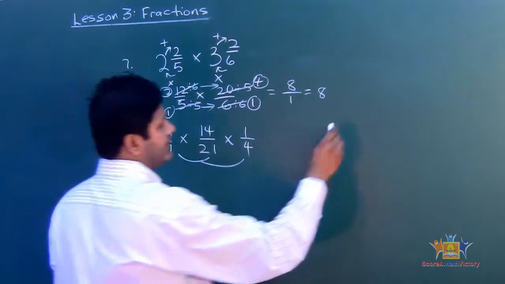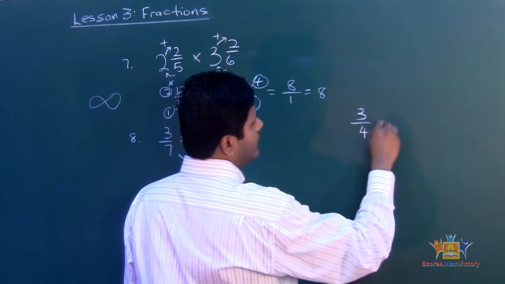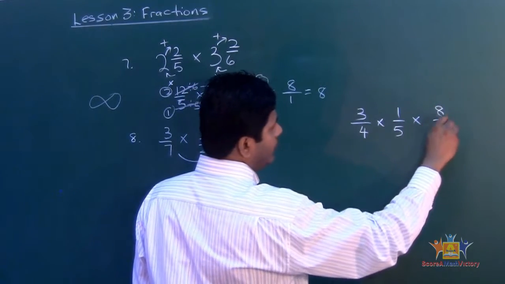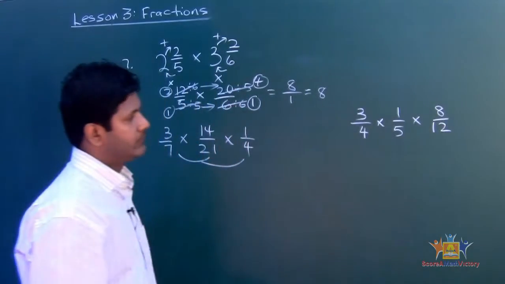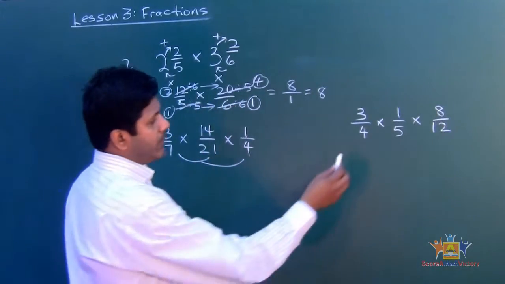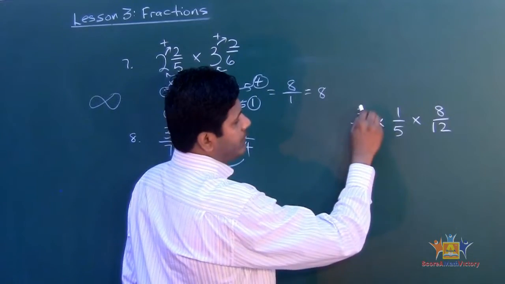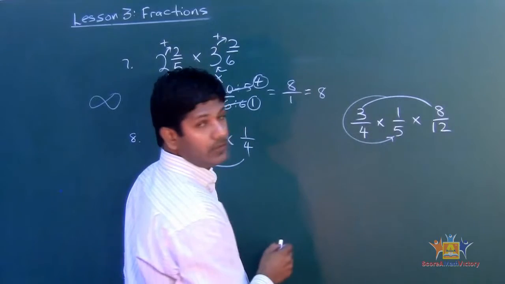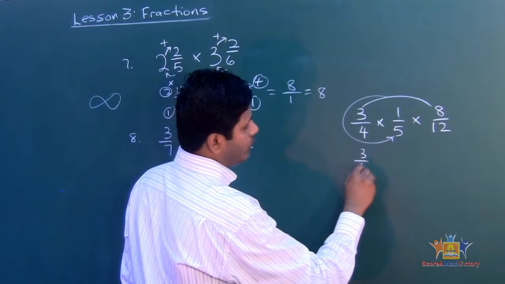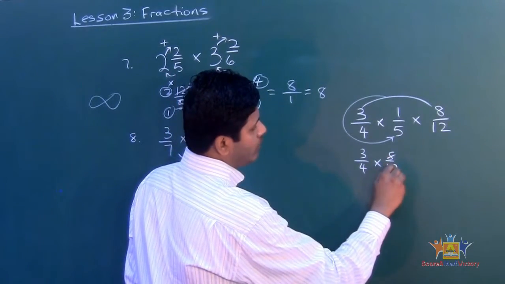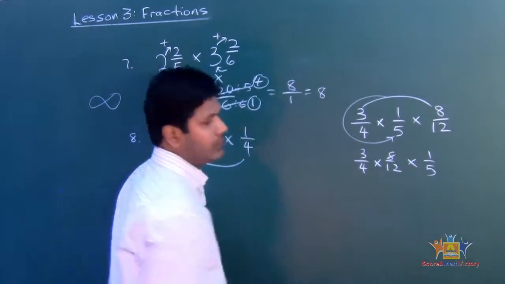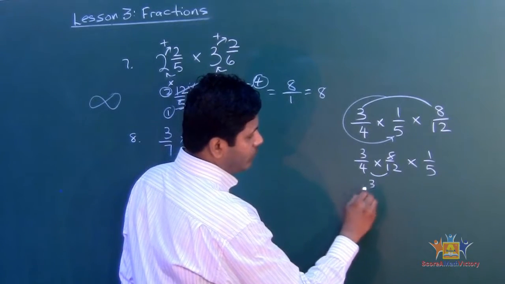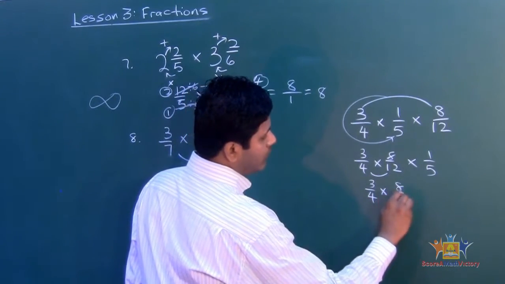What I mean by that, let's say for example, I give you 3 over 4 times 1 over 5 times, let's say, 8 over 12. Look at this. Rather than pairing up these two, it'd be better if I pair these two first, multiply, and then multiply with this one. So I rewrite that as 3 over 4 times 8 over 12 times 1 over 5. You can do that. So now I can pair these two first.